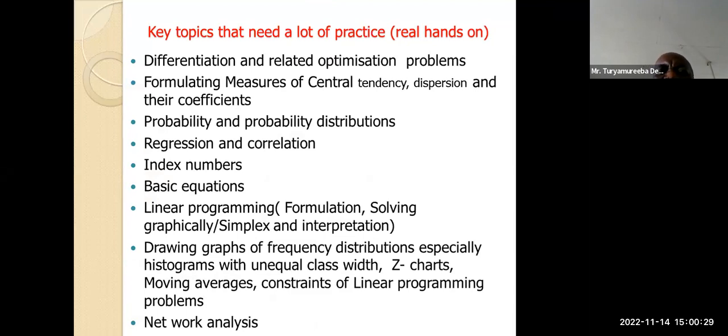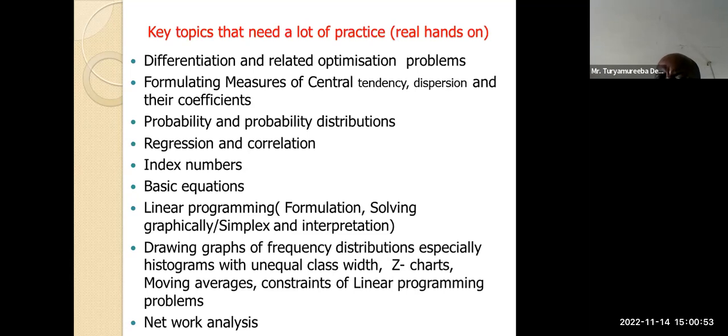There are key topics that need really hands-on practice. Something that involves differentiation. You know what it means. There are so many concepts that can be differentiated. And when we are differentiating, we are looking at different terms, different arrangement, multiplication, division, and all those related optimization problems. You need to practice, practice, and practice.